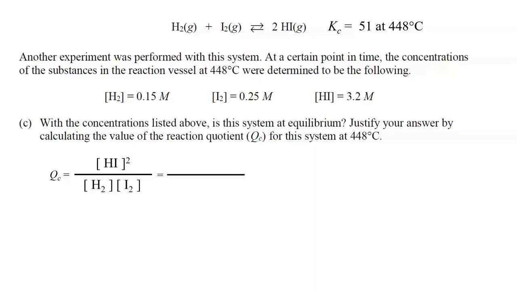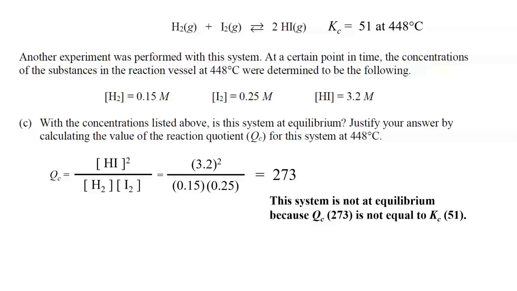Now, if we get a value of 51, then that means we are at equilibrium. Let's take a look. 3.2 is the concentration of hydrogen iodide, so 3.2 squared, divided by the product of 0.15 times 0.25. So on our calculator, we get 273 for the reaction quotient. So we are not at equilibrium. This system is not at equilibrium because QC, 273, is not equal to KC, 51.